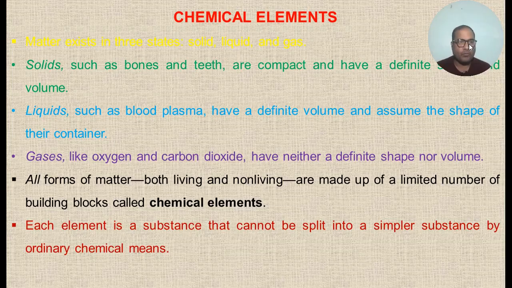gases. All forms of matter, both living and non-living, are made up of limited number of building blocks called chemical elements. So anything, whether it is living, non-living, all are made up of elements, chemical elements. Each element is a substance that cannot be split up into simpler substance by ordinary chemical means. It means they cannot be divided and further divided by simple ordinary means. They can be divided further by extraordinary chemical means, like certain high energy radiations, like every atom has neutron, proton, electron.